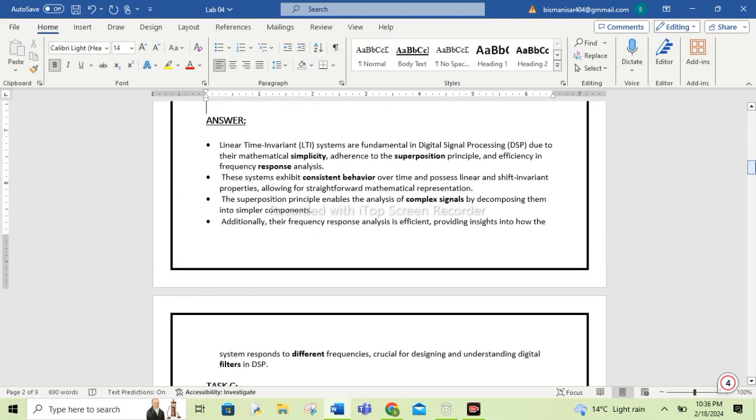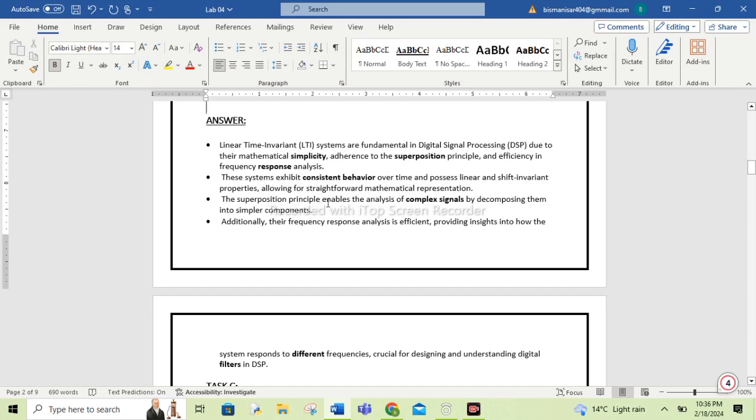Linear time invariant LTI systems are fundamental in digital signal processing (DSP) due to their mathematical simplicity, adherence to the superposition principle, and efficiency in frequency response analysis. These systems exhibit consistent behavior over time and possess linear and shift invariant properties, allowing for straightforward mathematical representation.